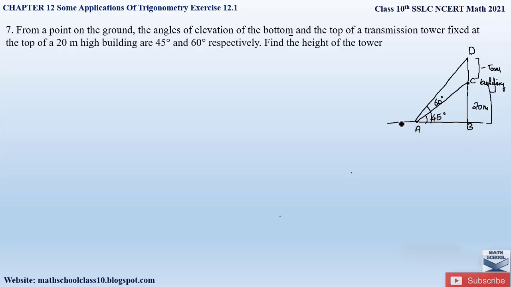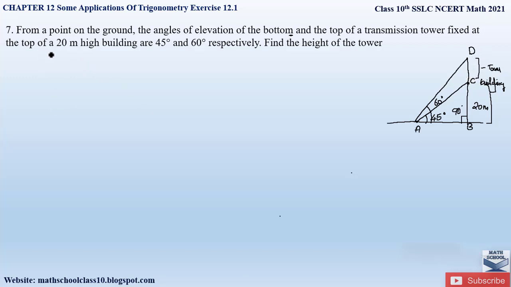Now this AB is the ground level. The building and the tower are vertical to the ground, so this angle is equal to 90 degrees. You can observe that two right angle triangles are formed, triangle ABC and triangle ABD. In these two triangles we will apply the trigonometric ratios to find the height of the tower CD. Let us see how we are going to do that.